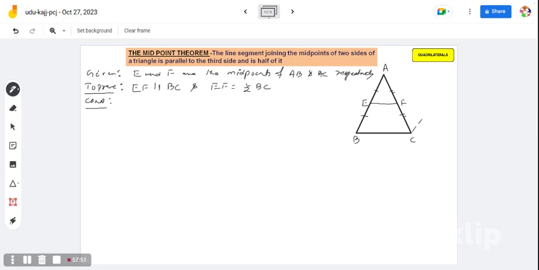Let us draw a line CD parallel to AB. So let us draw CD. Draw CD parallel to AB, and we extend EF to join D. So extend EF up to D. Now what we get?